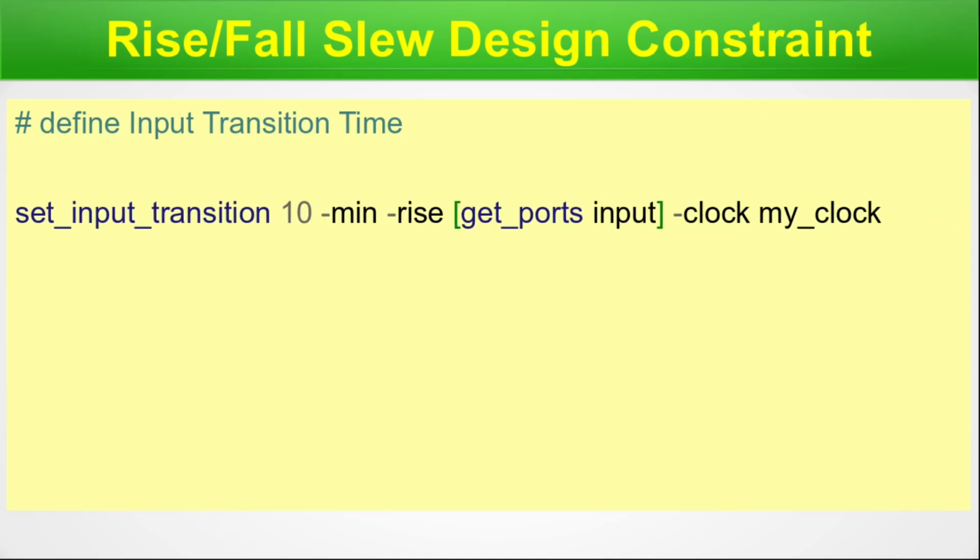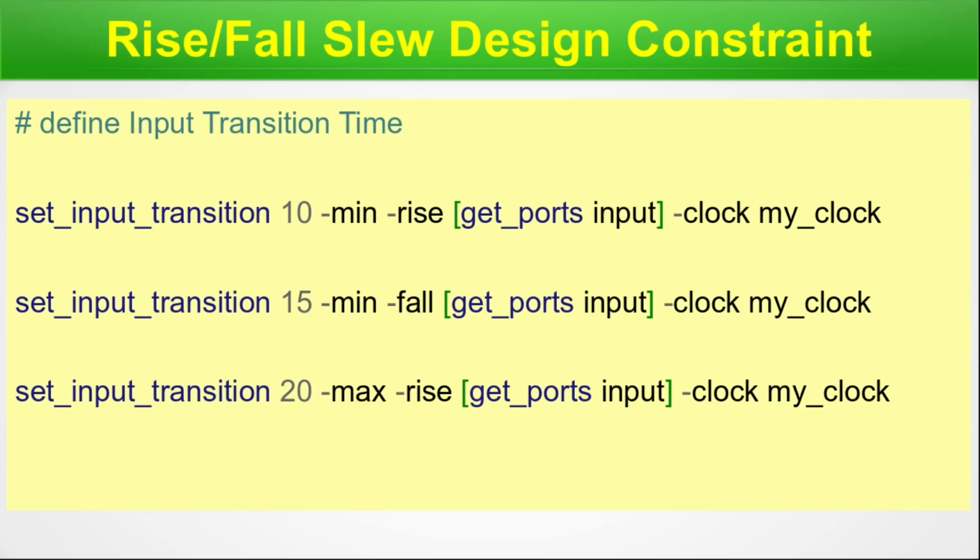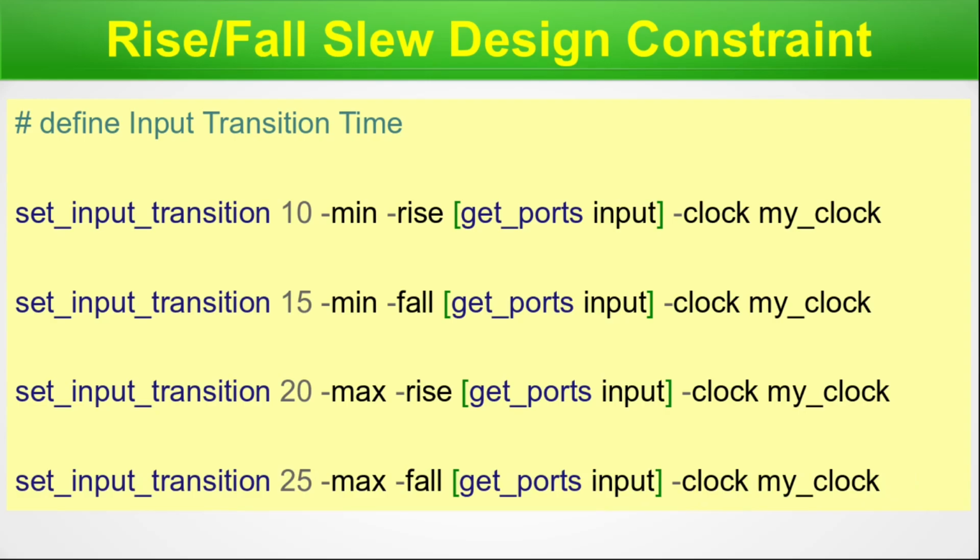Here goes our example. Define the input transition time. Set input transition 10, then minimum, then rise, then get ports of input and clock is my clock. Set input transition 15 minimum for fall type transition, get ports for input and then clock my clock. Set input transition 20 max, rise, get ports for input and clock is my clock. And we define the set input transition 25 max, and for fall transition get all the ports input and then clock is my clock.